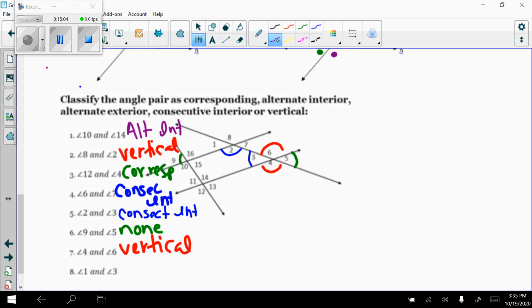And finally, 1 and 3. They're on the same side of the transversal, but they are not one right after the other. Okay, they're both to the left of that transversal and on top of a line, so they are corresponding.